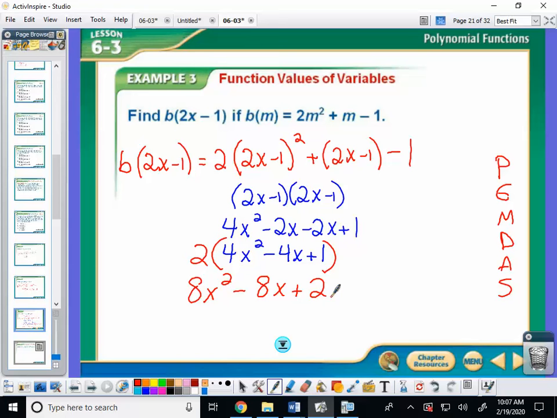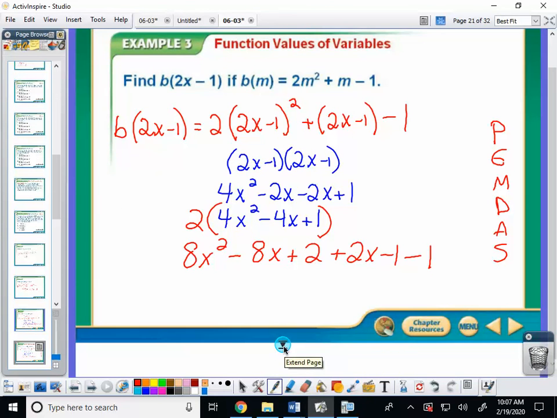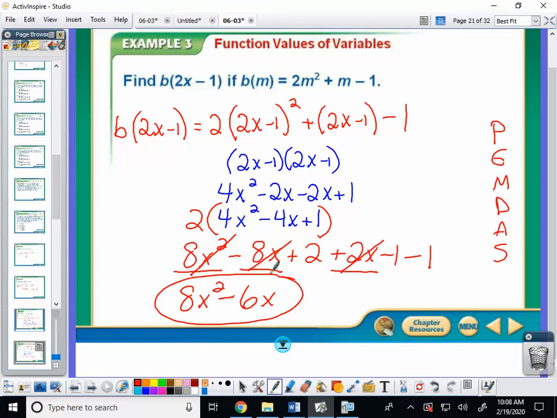From here, let's bring down the rest of our problem. I'm going to bring down the 2x minus 1. There's really nothing to do to that, so just plus 2x minus 1. And I have minus 1. So let's combine our like terms. I don't have any other x squared, so I'll bring down 8x squared. I do have negative 8x and positive 2x. Negative 8 plus 2 is negative 6x. And if I add my constants, 2 minus 1 is 1. 1 minus 1 is 0. So we have 8x squared minus 6x.